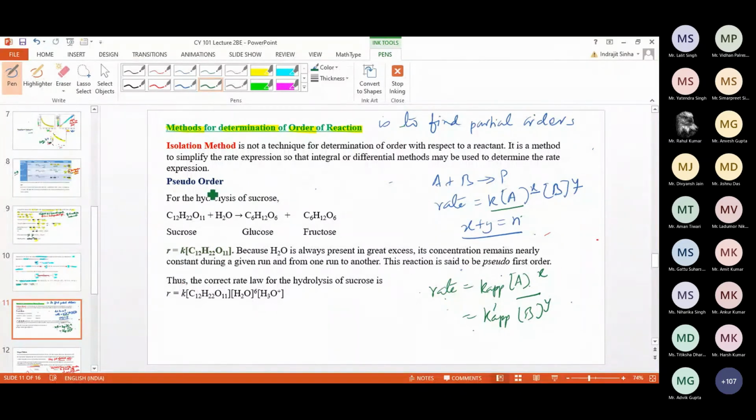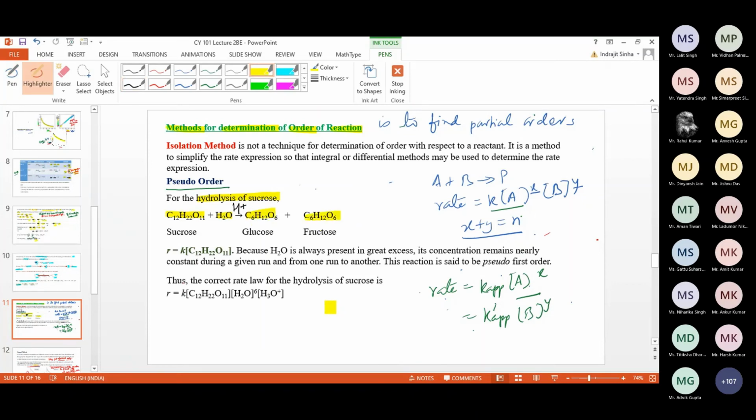So how do we do it? We induce what is called a pseudo order. For instance, let us take this example of hydrolysis of sugar. This is sucrose, water. There is actually acidic hydrolysis. The acid is not written over here, but it is there. So you can write over here H plus. Acidic hydrolysis gives you glucose plus fructose.